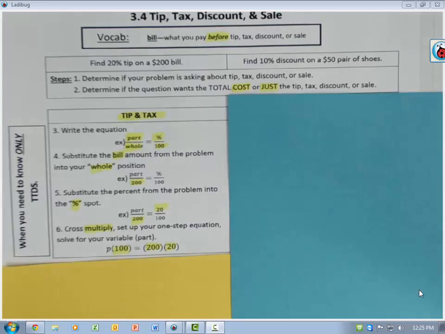Okay, now, read over that. This is going to make a lot more sense tomorrow once we start doing examples, but right now we just want to get the foundation of the steps.